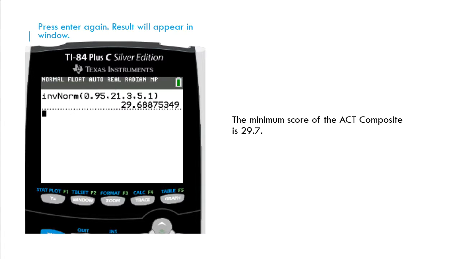So then press enter again and the results will come up. So the minimum score for the ACT composite is 29.7. So the top 5% is 29.7 and above.